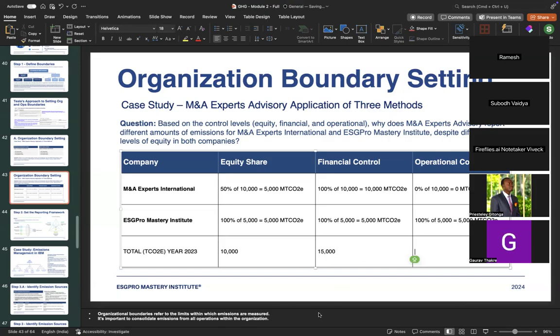What about this one? Is this 0% correct? Yes. Is this 100% correct? Yes. So how much is total? 5,000. You see, this is how people play. Somebody was asking me in first or second day that how people are playing with these numbers. Some company doesn't want to report very high carbon emission.